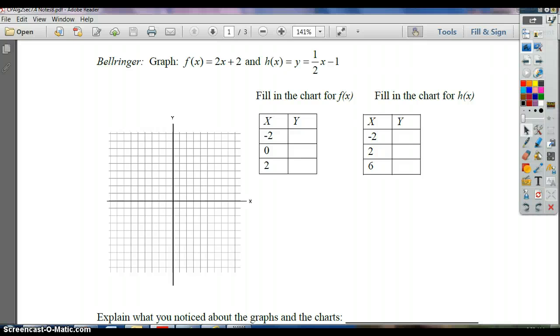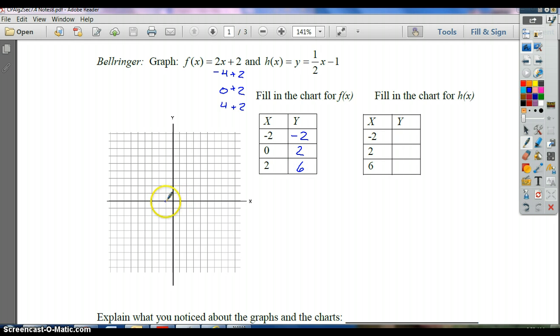We got 7.4 here. We're going to be dealing with inverses. Just to do the bell ringer quick, we're going to do the graph for f of x. If I put negative 2 in here, that will give me negative 4 plus 2, so this is negative 2. If I put 0 in, 0 plus 2. And then 2 I put in, I got 4 plus 2, which is 6.